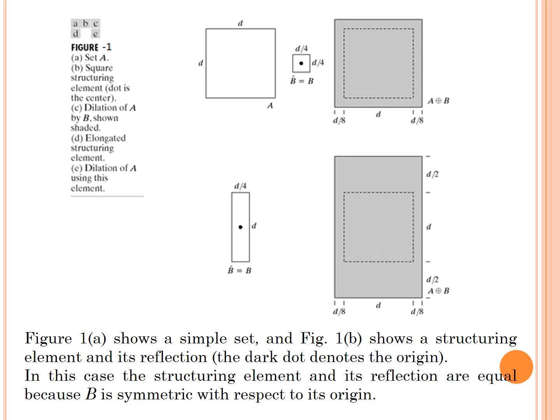Figure A shows a set A. Figure B shows a square structuring element. In this, the dot is the center. Figure C shows dilation of A by B shown as the shaded part. An elongated structuring element is shown in figure D, and figure E shows dilation of A using this element.